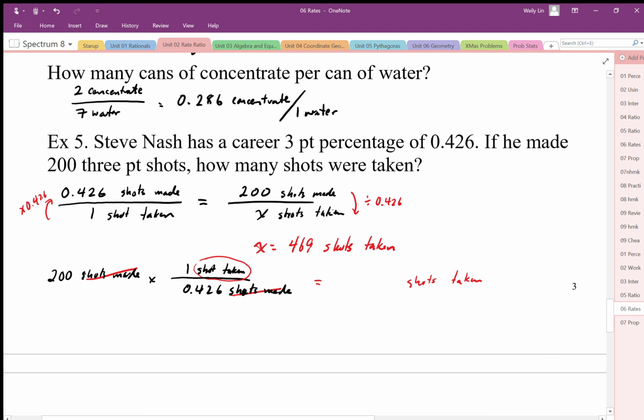So this canceling method is a very useful strategy. In fact, when you get into grades 10, 11, and 12, when you do lots of unit analysis in math and science, this is a very important strategy to have. So when I cancel those out, I'm going to end up with 200 times 1 divided by 0.426. We end up with approximately 469 shots taken.